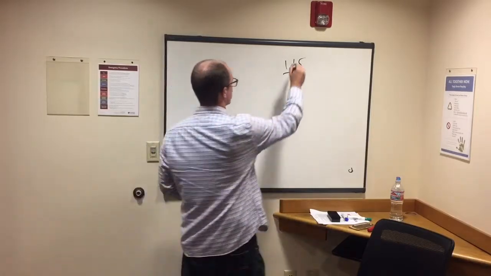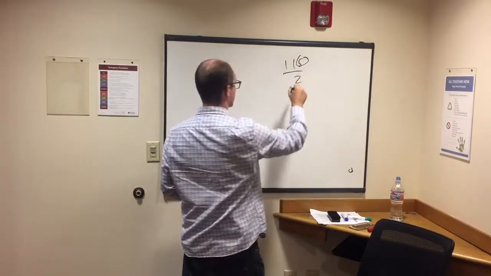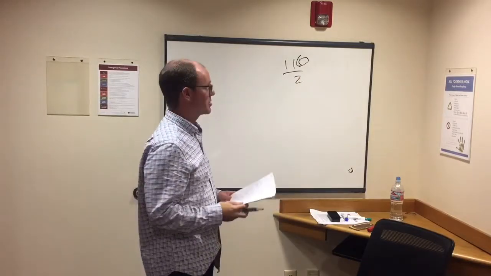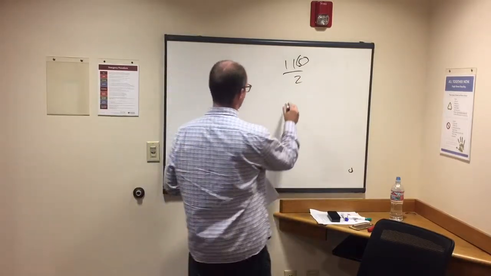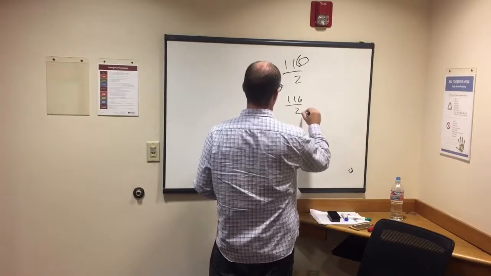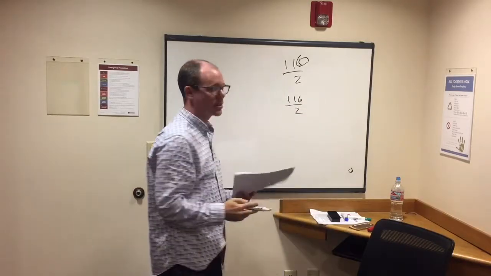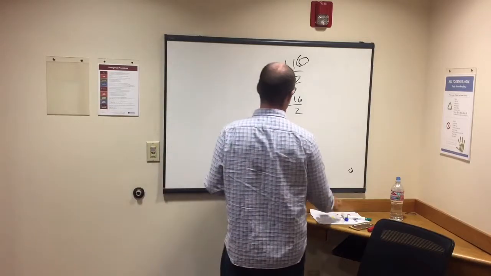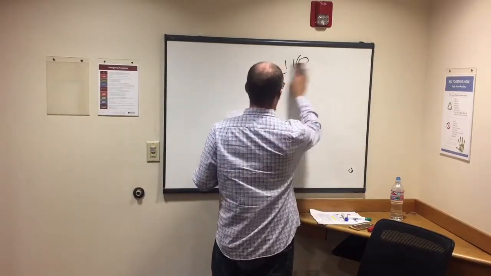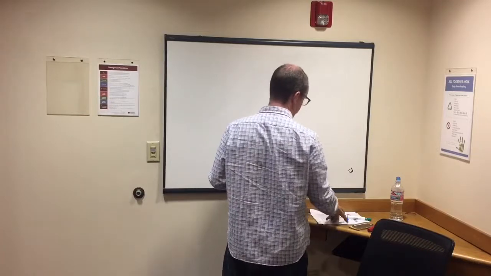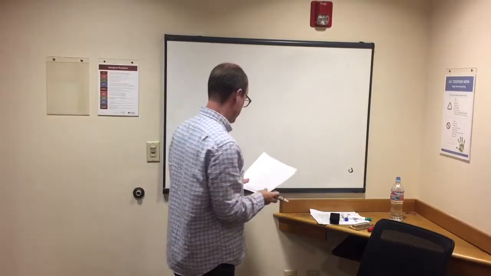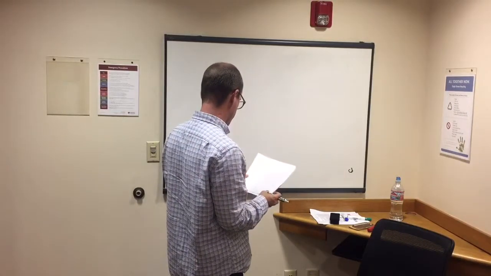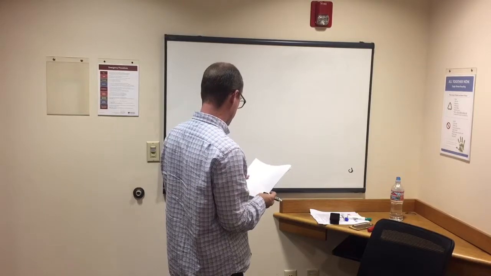And anytime you see this last digit being odd and you divide by 2, the answer to that question is no. Anytime you see it even, the answer is yes. So 116 divided by 2 will give you an integer. 115 divided by 2 will not. These are all questions about whether or not you will get an integer when you divide by a certain number.